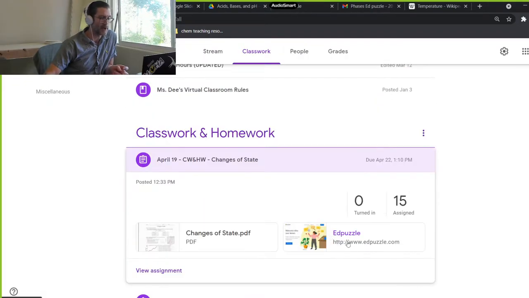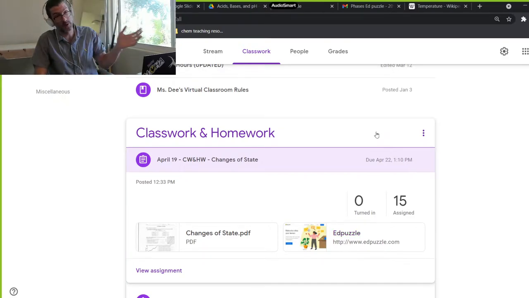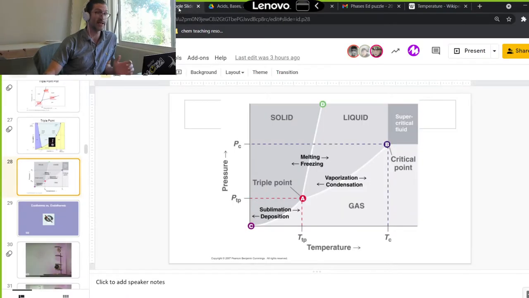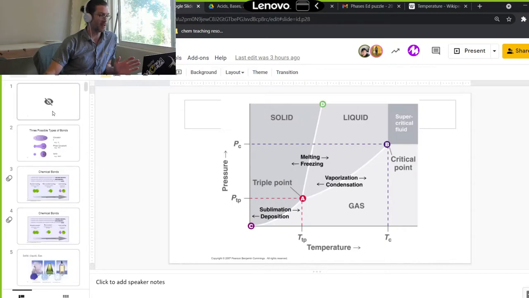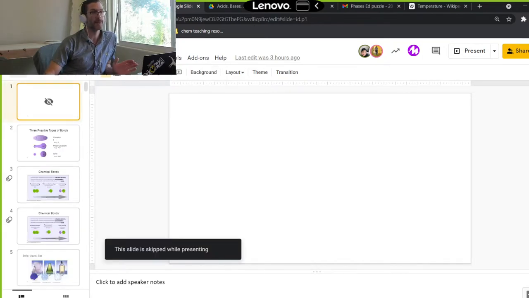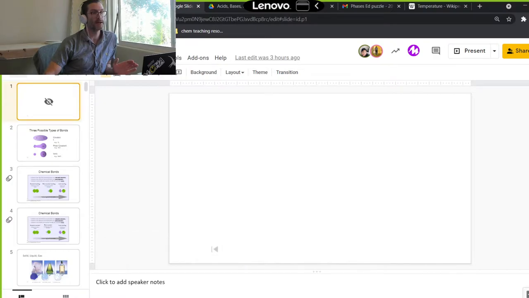And meanwhile, there is a link to Edpuzzle because, as I have mentioned, there will be an Edpuzzle. That's the portion of the class that I'm not going to record because there's student information in Edpuzzle, and I want to keep that out of my videos. And I'm going to move myself over to here.